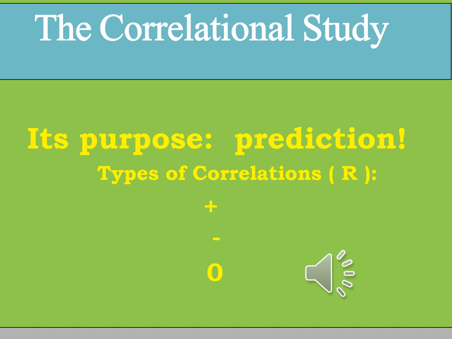Let's now consider a study called the correlational study. Its purpose, prediction, when we want to be able to predict one variable from another. There are three types of correlations that might come about if we did correlation research: a positive correlation, a negative correlation, or a zero correlation.